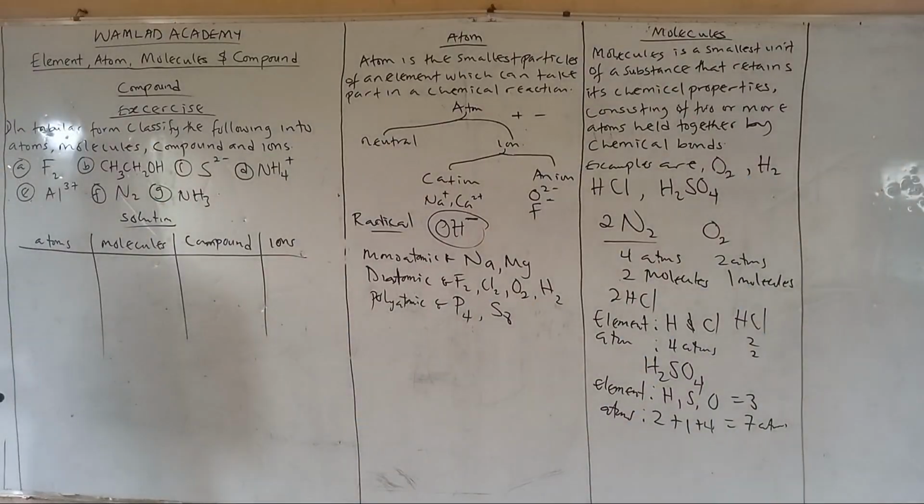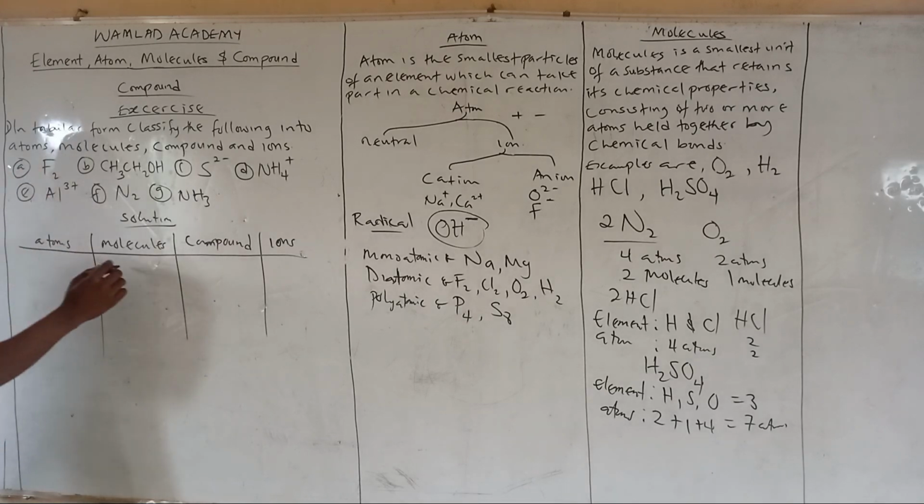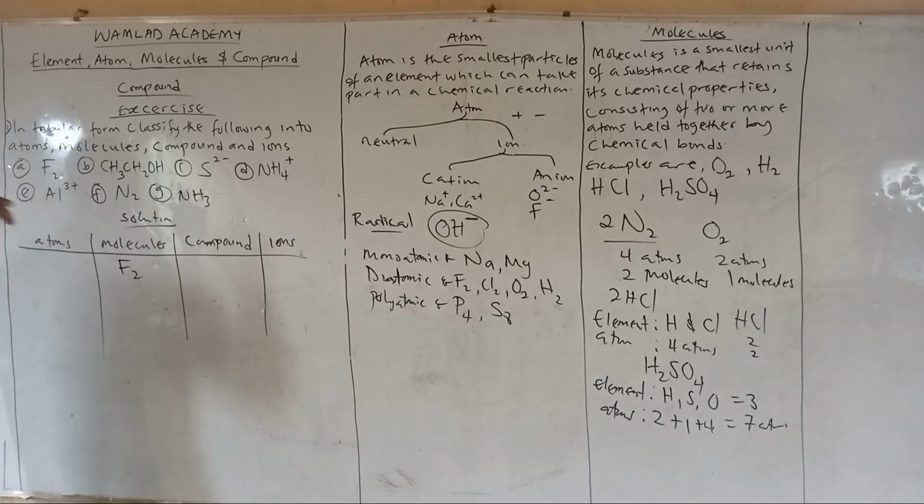If you check it very well, this one is not an atom. It's what you call a molecule. That means F2 is a molecule. Is it a compound? No, because not all molecules are compounds. Is it an ion? No, because it does not carry any charges. The second one, we have CH3CH2OH. From here, you can see that it's not an atom, it's not an ion because it does not carry any charges. But it's a what?